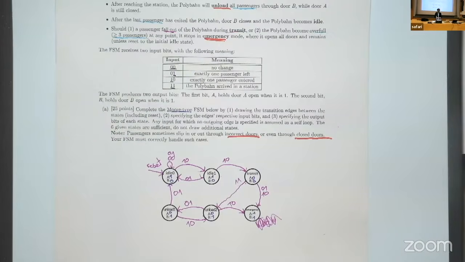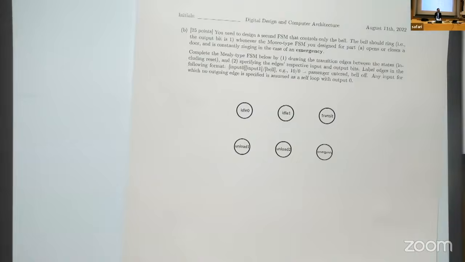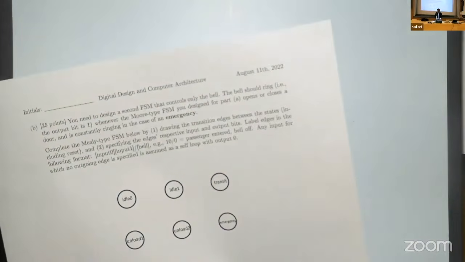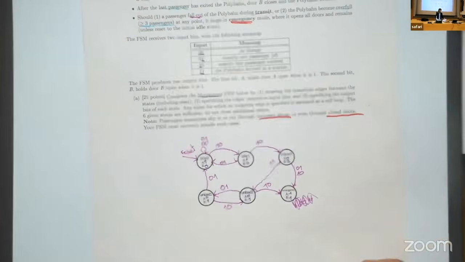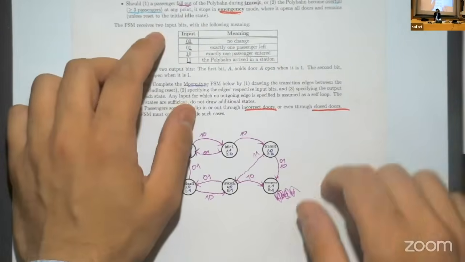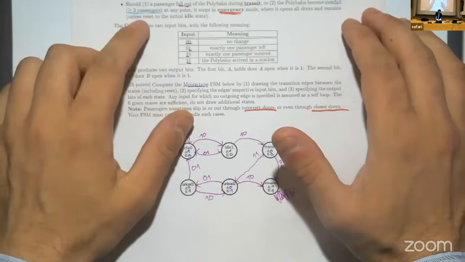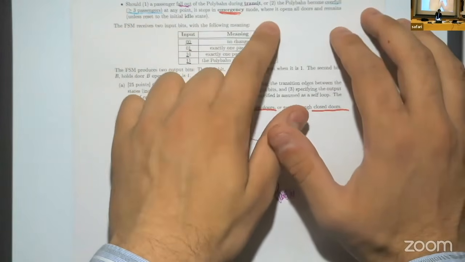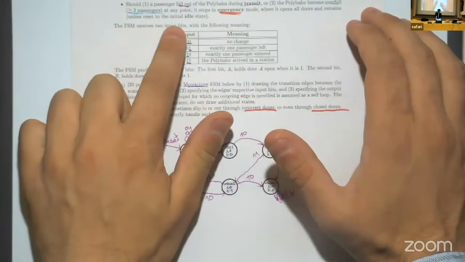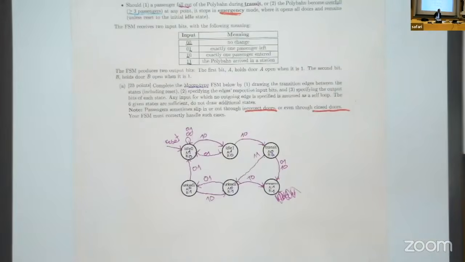Any more questions about this part? Hopefully this looks the same now as on the master solution. Let's see. Yeah, looks about right. Okay. Yes. Sorry. That's right. So we specify up here, right? Let's see. Okay, at any point it stops in emergency mode where it opens all doors and remains unless reset to the initial idle state. That's kind of an external thing resetting.